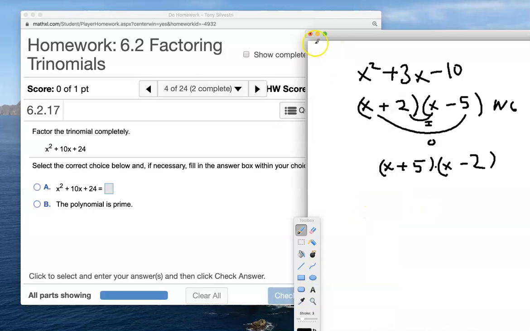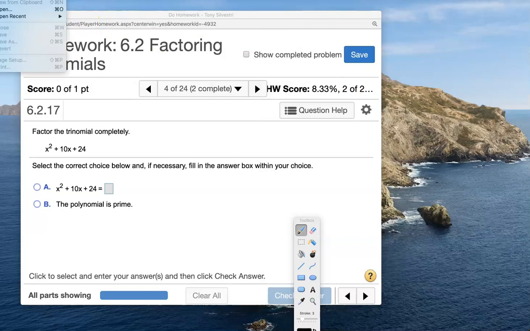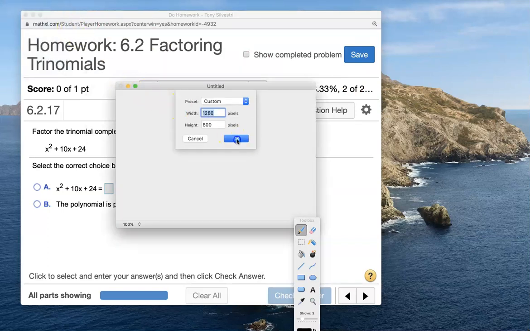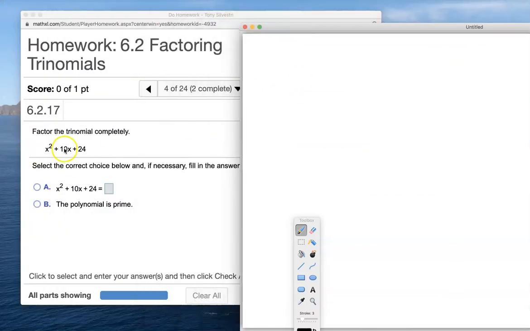Okay. Close this, don't save it. Let's start off with a nice fresh new canvas here. All right, here we go. We want to factor this, huh? Write the problem down.